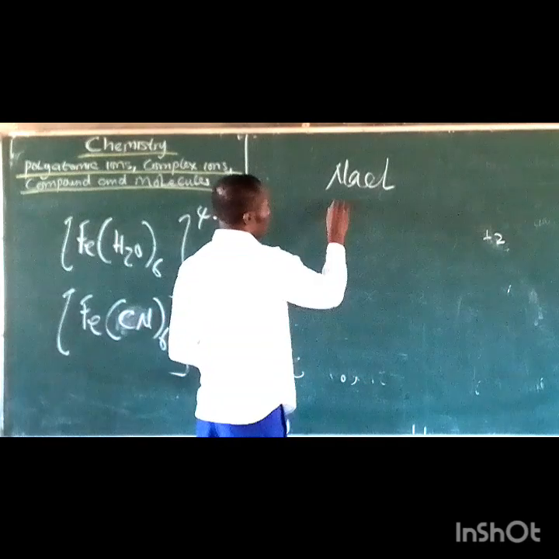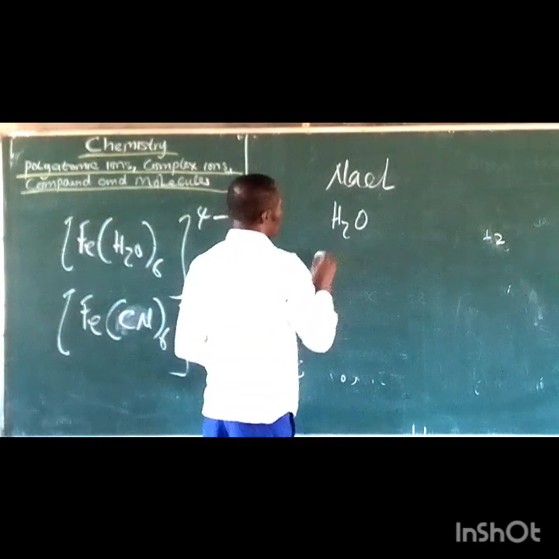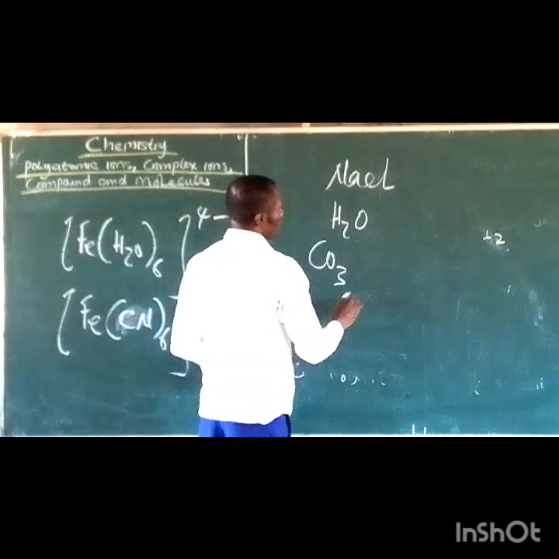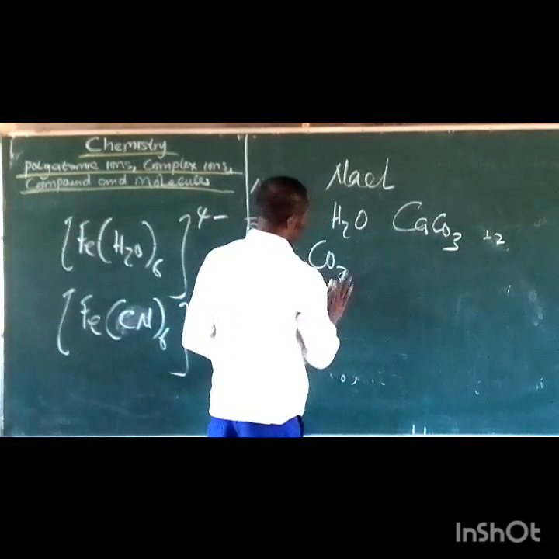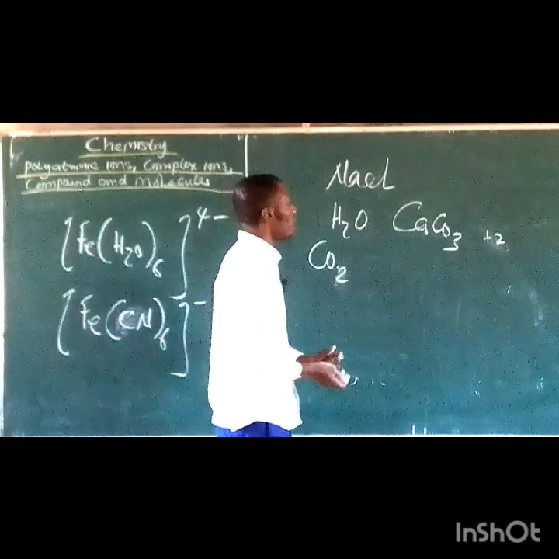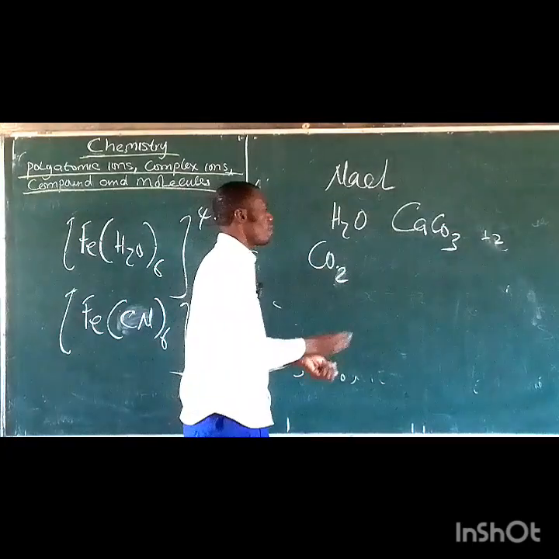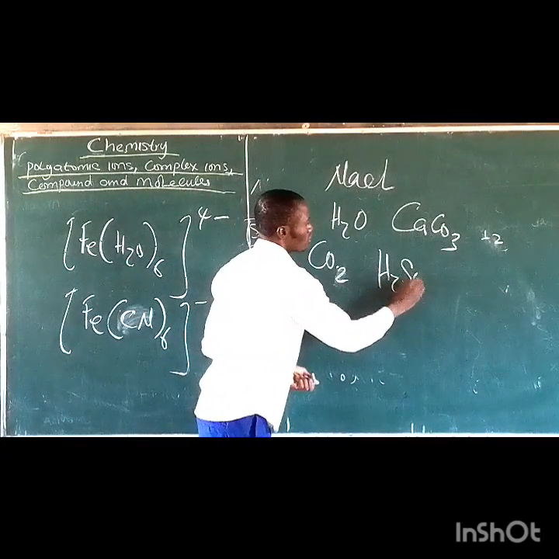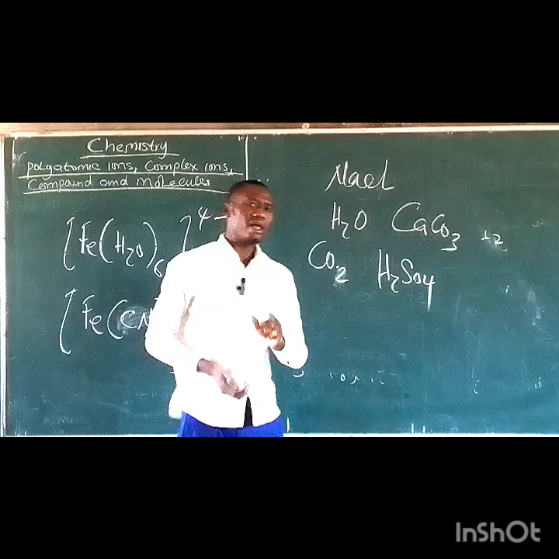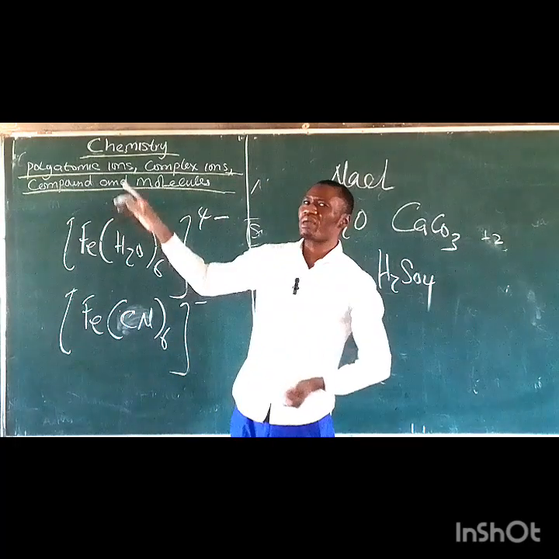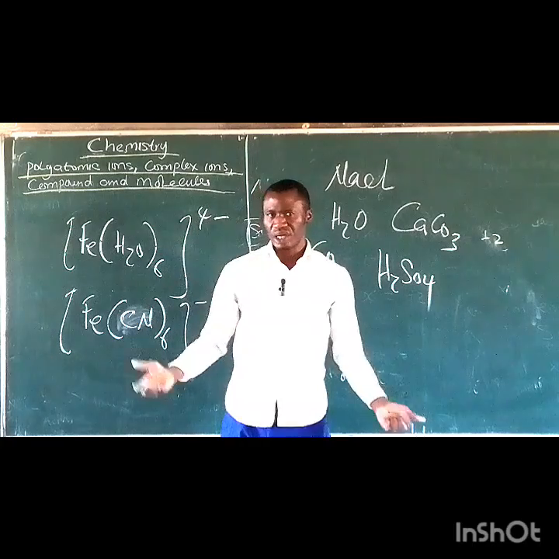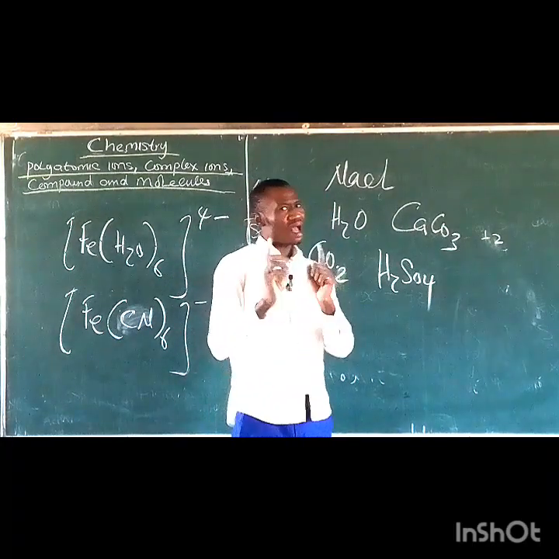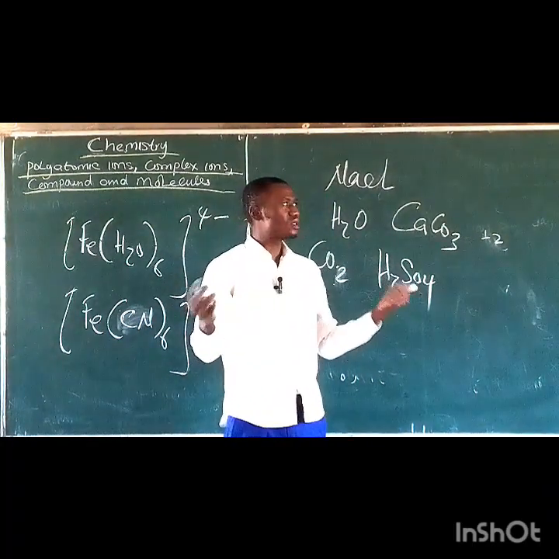This is a compound, H2O. This is a compound, CO2. Sorry, CO2. All these are compounds. In fact, H2SO4 is a compound. You know why? Notice the polyatomic ion. They have an overall charge that is not zero. Polyatomic ion has overall charge that is not zero.